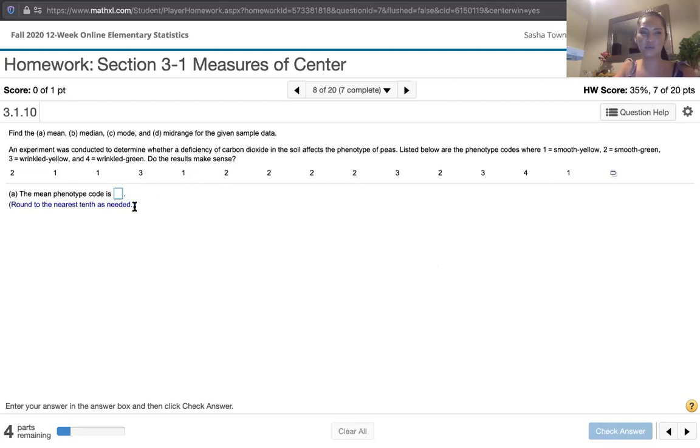What I've decided to do for this video is work all of this out on paper, and then I'm going to show you how to do the exact same thing in Excel much faster. So first I will show you how to calculate the mean on paper. In A, it asks us for the mean phenotype code, and it asks us to round to the nearest tenth as needed. So I'm keeping that in mind.